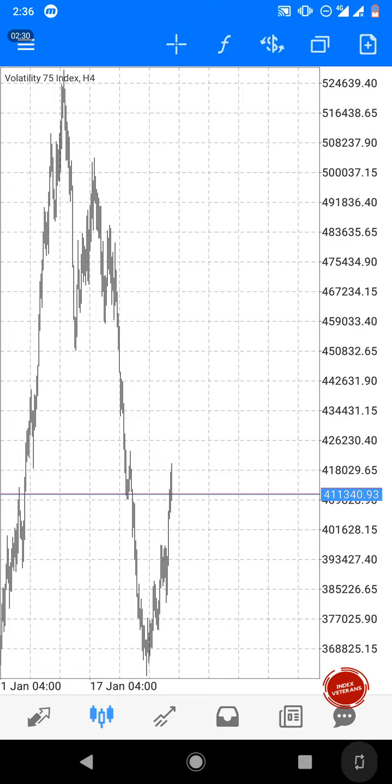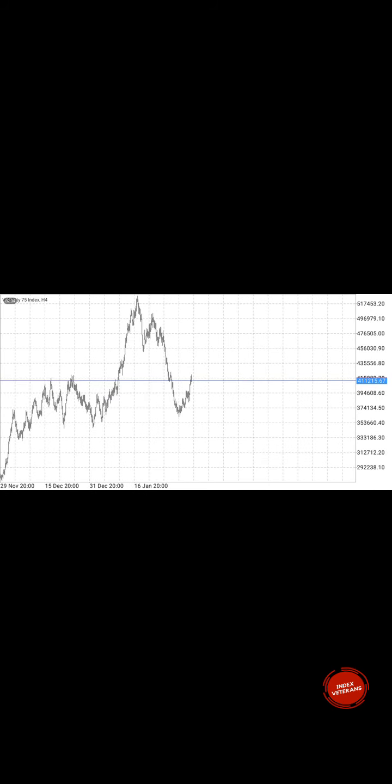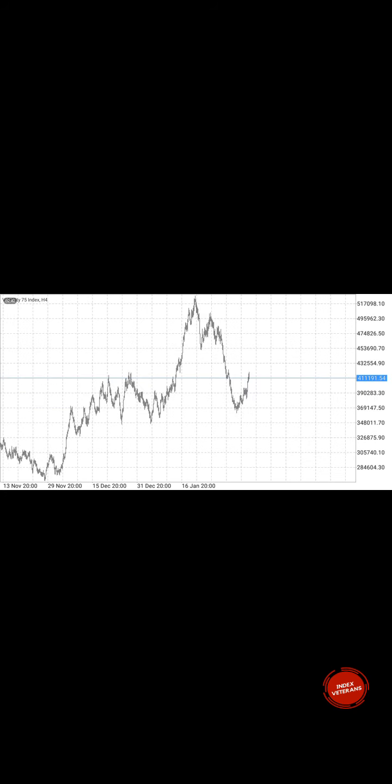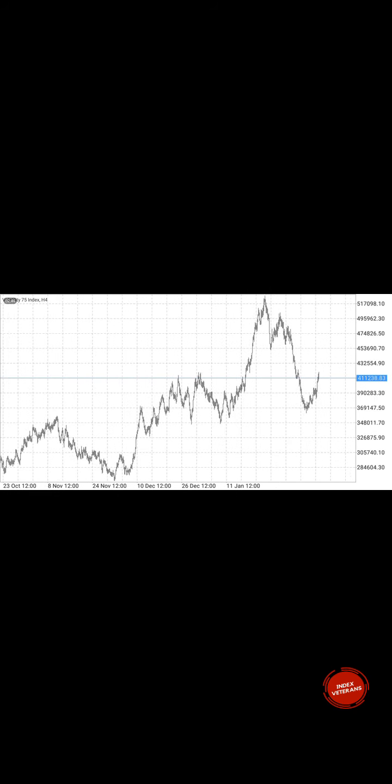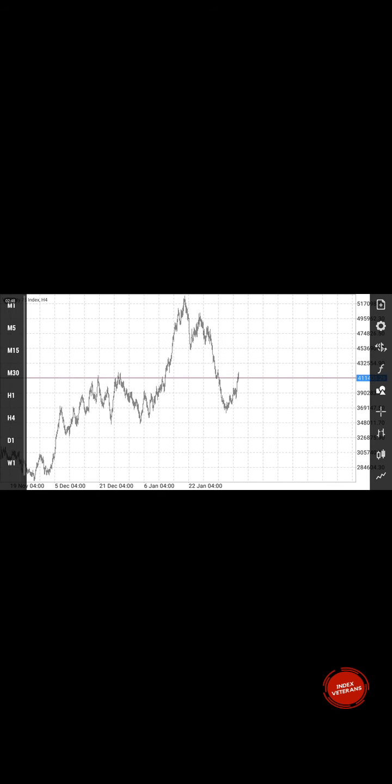And please guys, don't do analysis while you have indicators on and everything. Just remove all the indicators and just have the chart. Just have the charts and the grids, only the grid in the background. Just have that. So we're going to do analysis here. Let me not talk much. We're going to do the analysis.